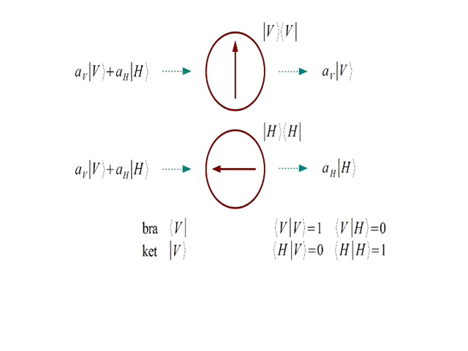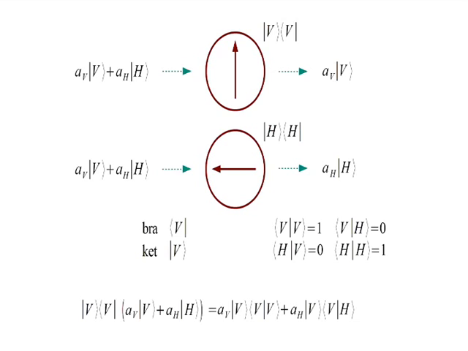We can now represent the V-oriented filter as an operator composed of a V-ket followed by a V-bra, and the H-oriented filter as an operator composed of an H-ket followed by an H-bra. The top experiment is mathematically described as applying the V-ket V-bra operator to the quantum state of the incident field. Applying the V-bra to the two terms of the quantum superposition, and substituting the appropriate 1 and 0 projection values, we obtain the output quantum state as the V component of the input state.